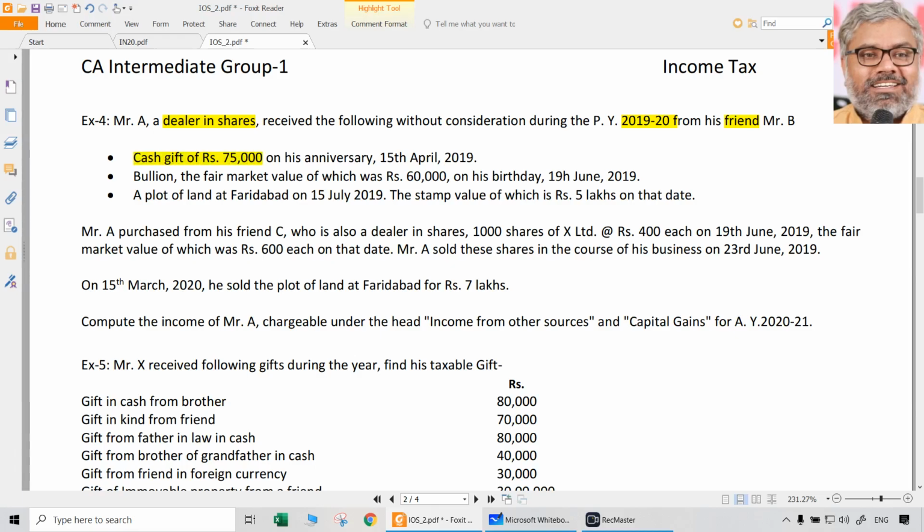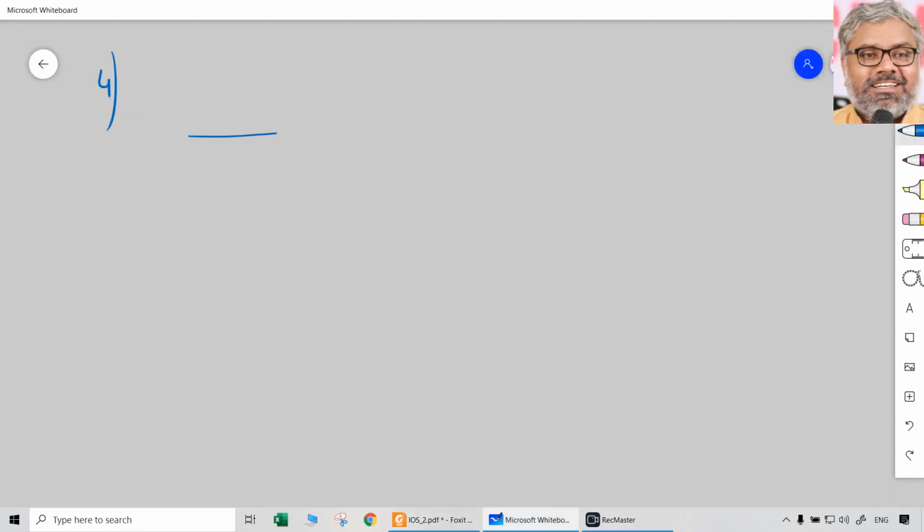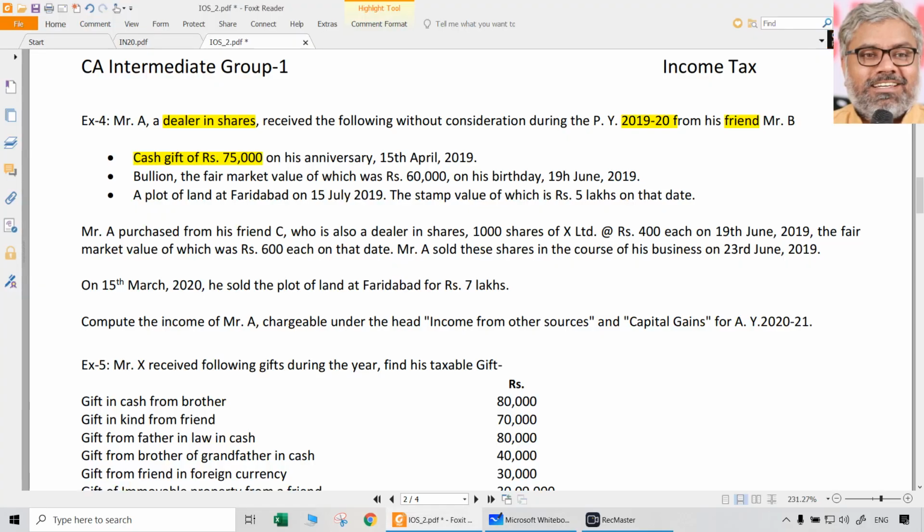First thing first, cash gift of 75,000 rupees on his anniversary, whatever the occasion may be. If it is not marriage, that will be automatically taxable. Anniversary is not marriage. Marriage anniversary is not marriage. Marriage is marriage. Marriage anniversary is just nothing. Anything else other than marriage of the individual is taxable. So 75,000 definitely will become taxable. So in the main answer, you can say 75,000 cash gift received. Since it has already exceeded 50,000, the entire amount of 75,000 becomes taxable.